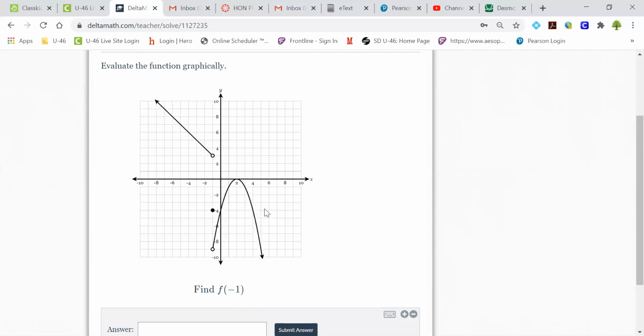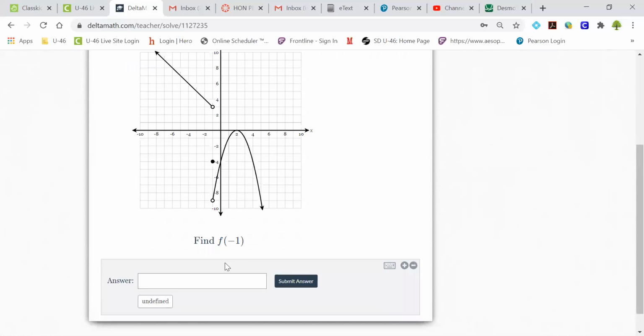Well, which y value? First, you've got to find -1. Here's when x equals -1. Now, where along this vertical line does this graph exist? It doesn't exist here because there's a hole, and nor does it exist down here for the same reason. It exists here. When x is -1, this whole function will produce -4 as a y value.